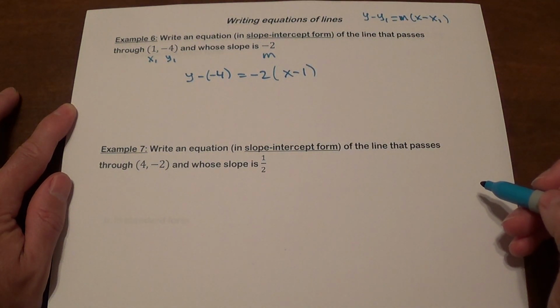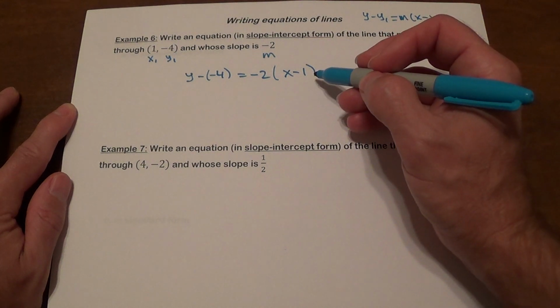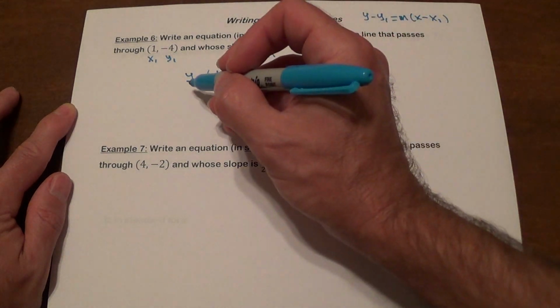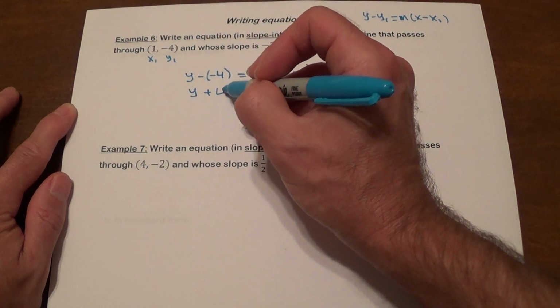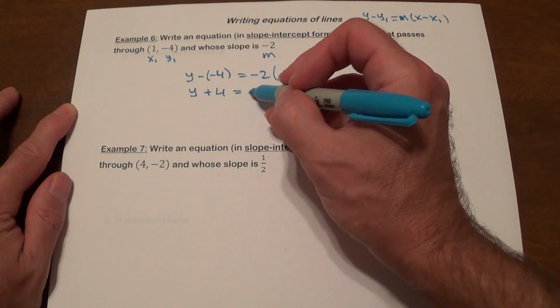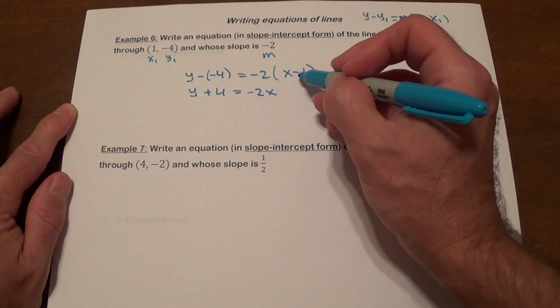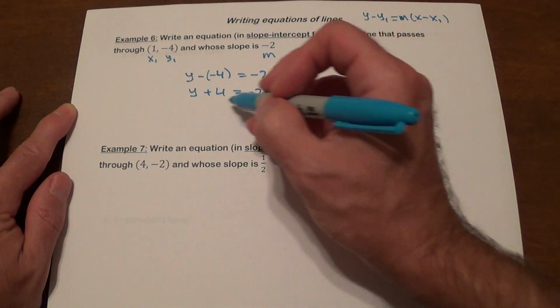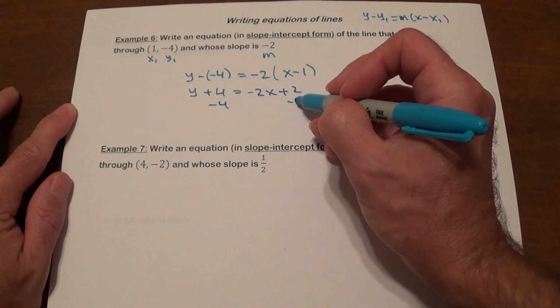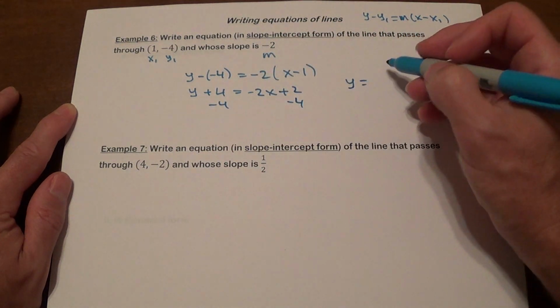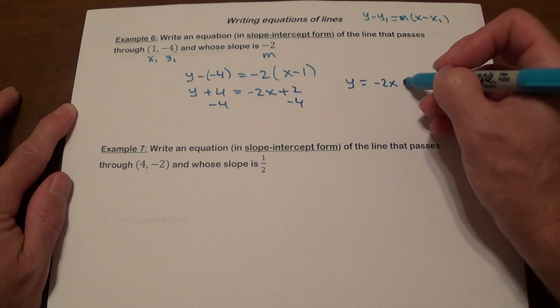Correct? So now this is not the form that we're looking for. We need the slope-intercept form. So let's go ahead and simplify this side, distribute here. Negative 2 times negative 1 is plus 2. And subtract 4. Our equation is going to be y equals negative 2x minus 2.